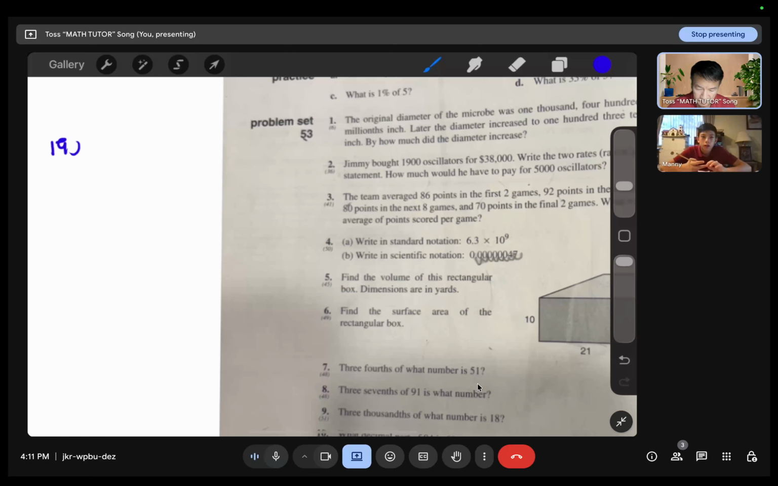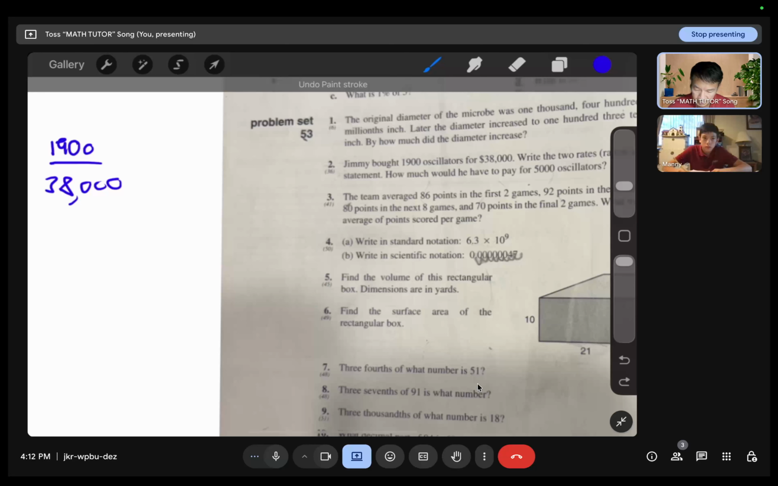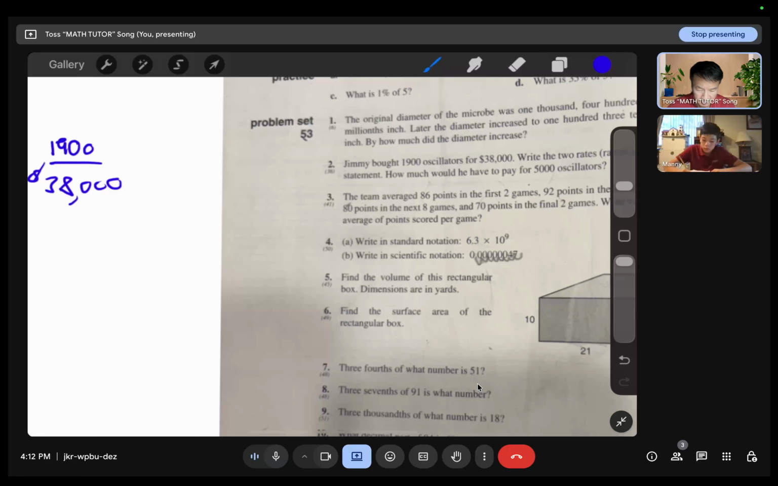Okay, good. This is one of them. I'll do what you said here. Now, I recommend you use a calculator. I also recommend you write the units. Oops, not that. The bottom is in dollars. The top is OSC. I'll go ahead and abbreviate.